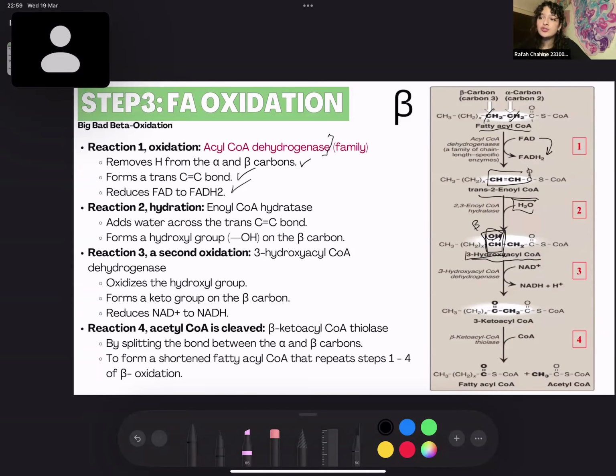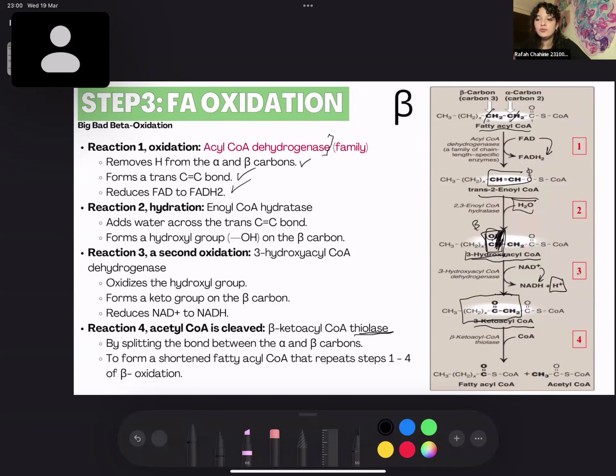I am removing the hydrogen from this hydroxyl, and I'm removing the hydrogen from this beta carbon, and I'm going to be reducing NAD to NADH with a free hydrogen. And then I'm going to form this keto group, as we can see over here, on the beta carbon. Now we get the 3-keto-acyl-CoA. The last thing that I need to do is get the acetyl-CoA, which is the whole point of this entire reaction. In order to do that, I am going to use this beta-keto-acyl-CoA thiolase.